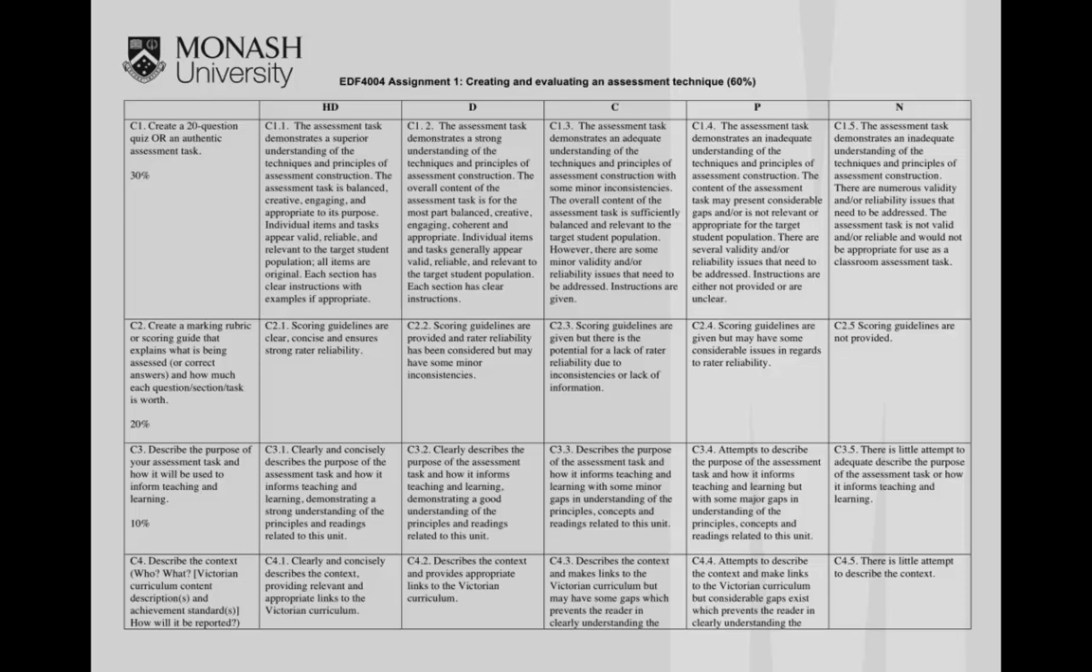And yes. Now the marking rubric or scoring guide, the big thing here is reliability. So could this marking rubric or scoring guide be given to a group of scorers? And is it clearly written in a way that they would give similar scores? So that's the main thing we're looking at for criteria 2. Criteria 3 is the purpose.